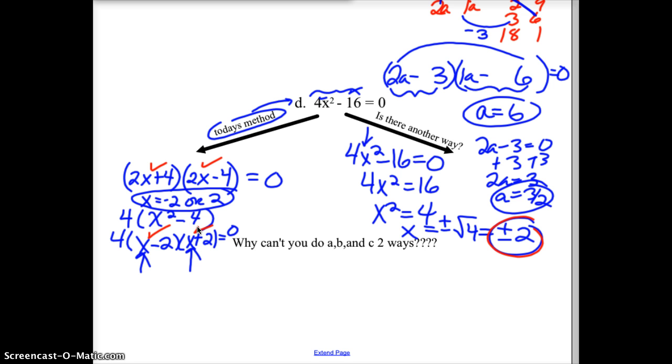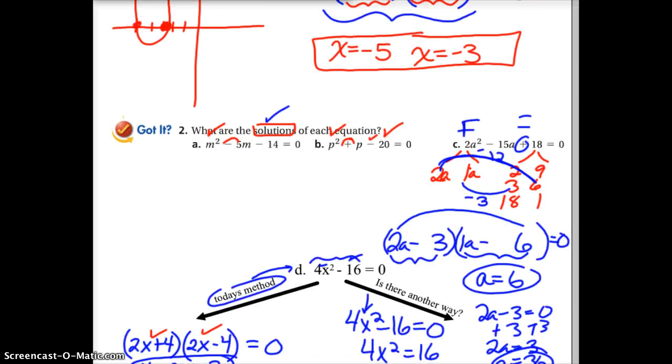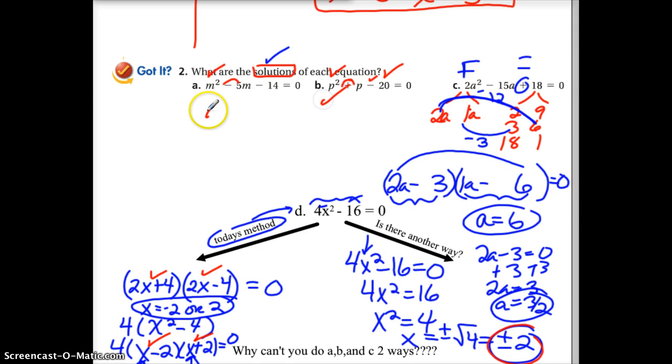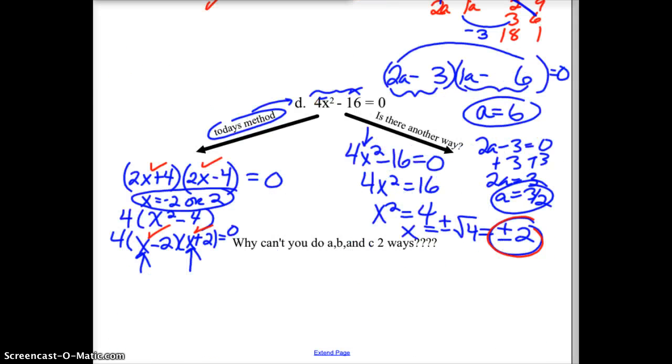So, why can't you do A, B, and C these up here two ways? And the answer is because there's a B term.